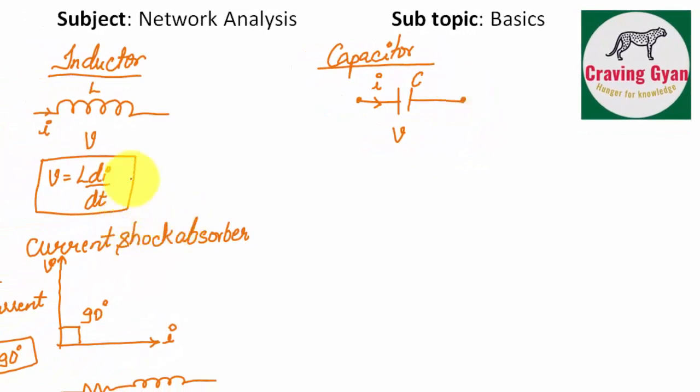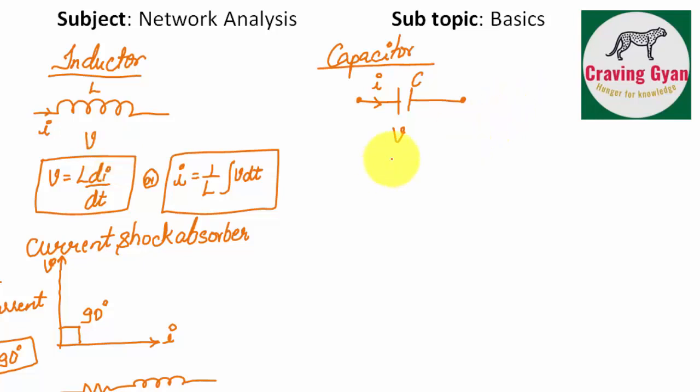See, V equals L into di by dt I have written. In terms of current, if I want to write, how can I write? Apply integration on both sides, then I will get this expression. I am not at all mugging. When I apply integration on both sides, I get integral of V dt. L, if I send to the left side, becomes 1 by L. Integration and differentiation cancel out. So I got I equals 1 divided by L into integral of V dt.